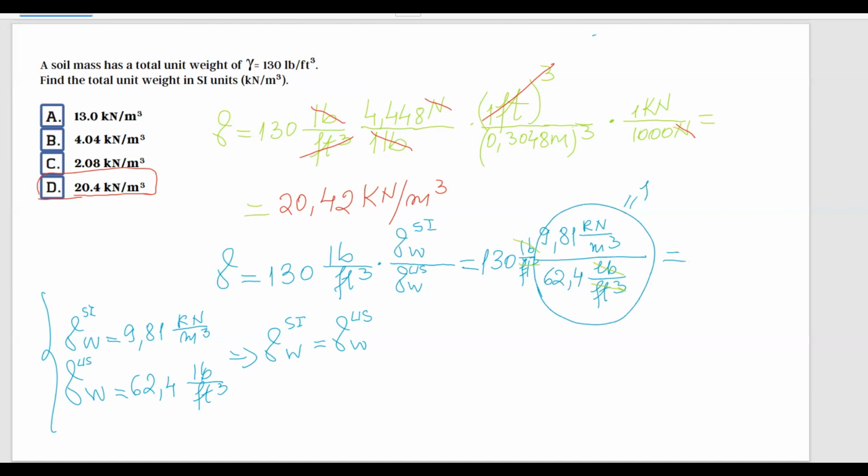So I'll have 9.81, 62.4 divided, 130 multiplied, and I'm getting the same value, which is 20.4, and these are kilonewtons over meters cubed. And it is the same value as we got previously by doing it the normal way.